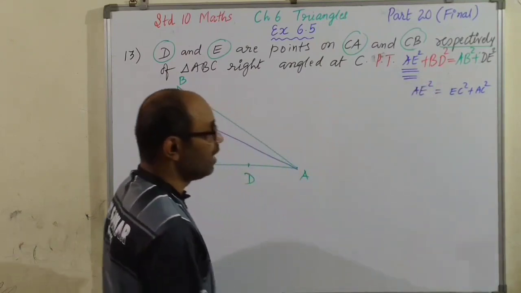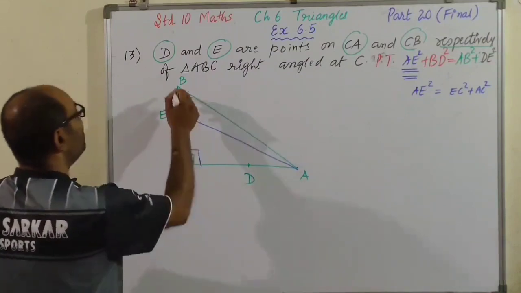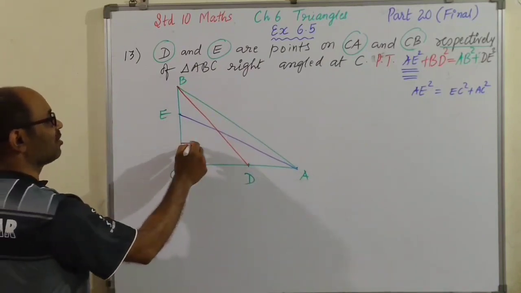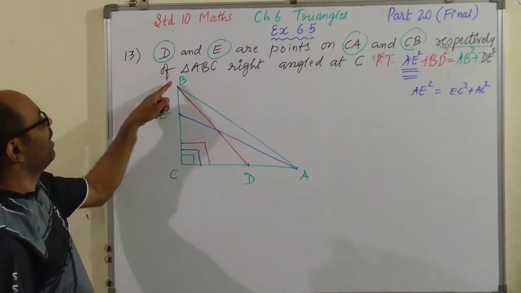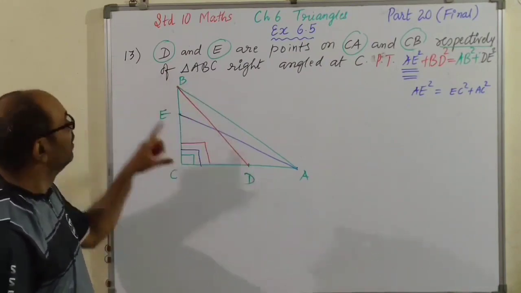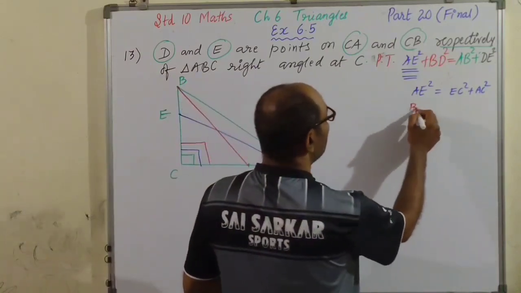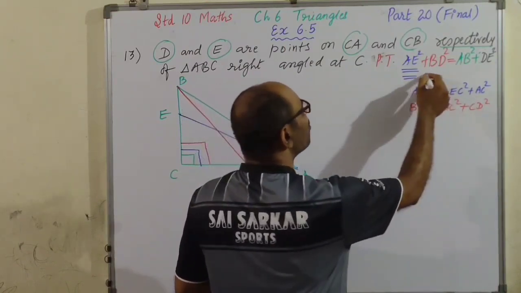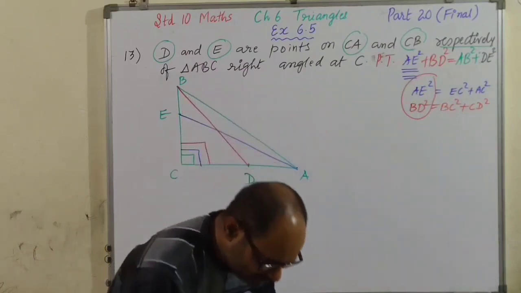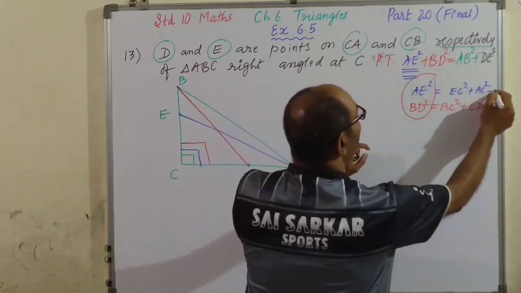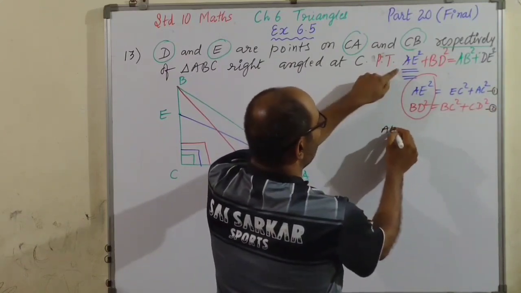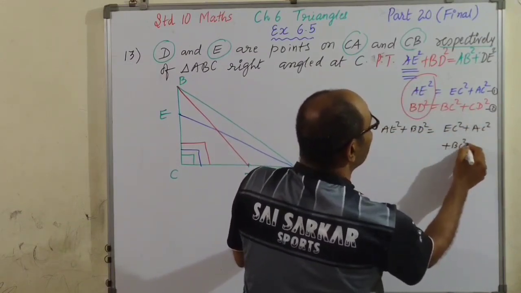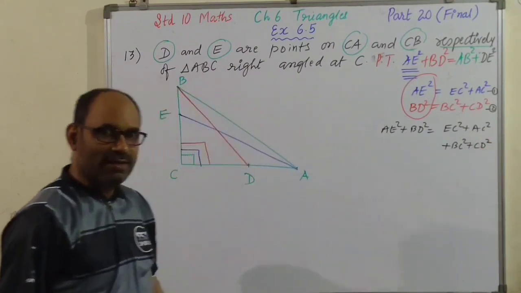Next is BD. B is here, D is here. Once again I have to draw the line segment. Yes, it is also a side and luckily the hypotenuse of right triangle BCD. So BD square is equal to BC square plus CD square. You can go for this and you'll get your left hand side. Call this 1, this 2. So by 1 and 2, AE square plus BD square is equal to EC square plus AC square plus BC square plus CD square. Alright?